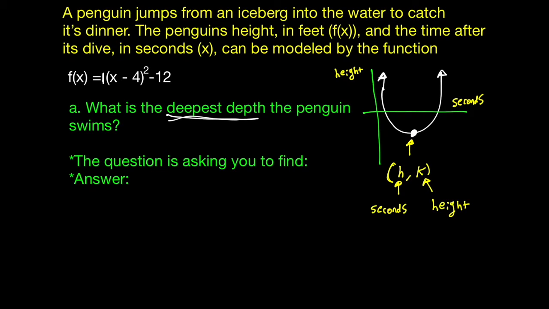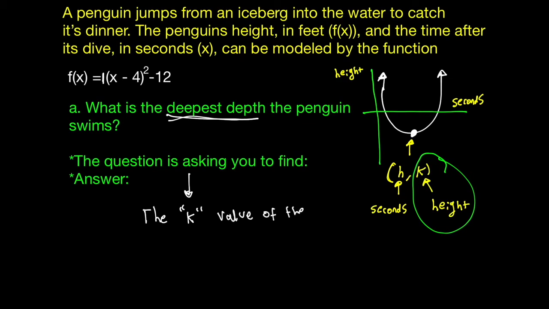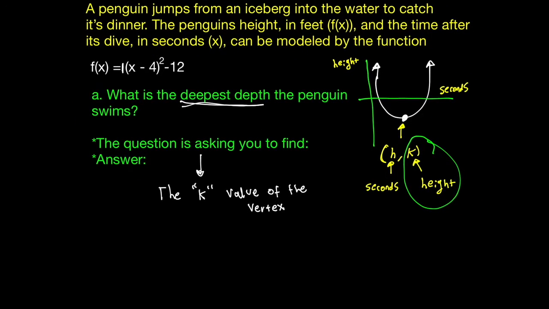Now here, it's asking us the depth. So the depth, I'm going to associate it with the height. So we want the k value of the vertex. So to answer the first part, I'm going to write the k value of the vertex. And the k value for our function is going to be negative 12. So our answer is going to be 12 feet.